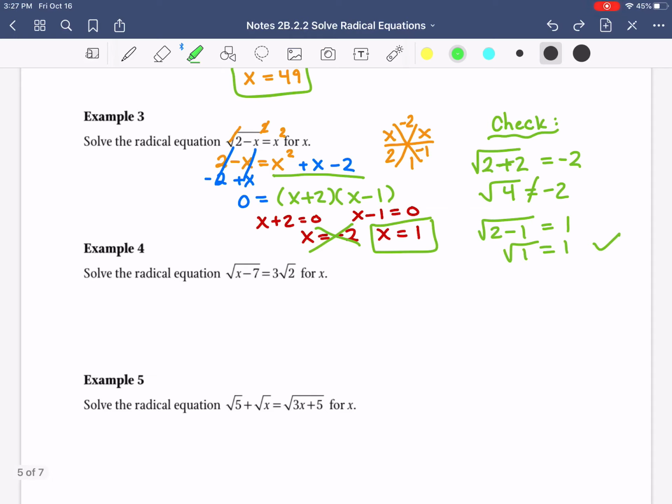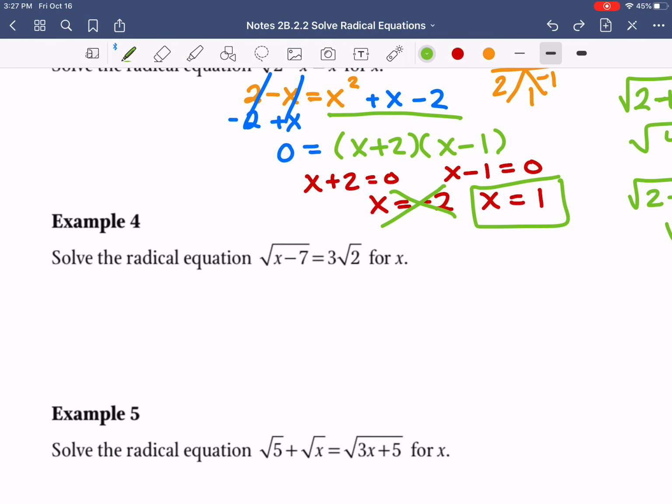All right, example number 4, okay? So what we have here is the square root of x minus 7 equals 3 square root of 2. All right, so for this problem, ladies and gentlemen, we have a radical equal to a radical on the other side. Since those radicals have different pieces underneath, we can't combine them together. So there's no way to isolate our radical because there's two of them. They can't be combined together because they have different things underneath.